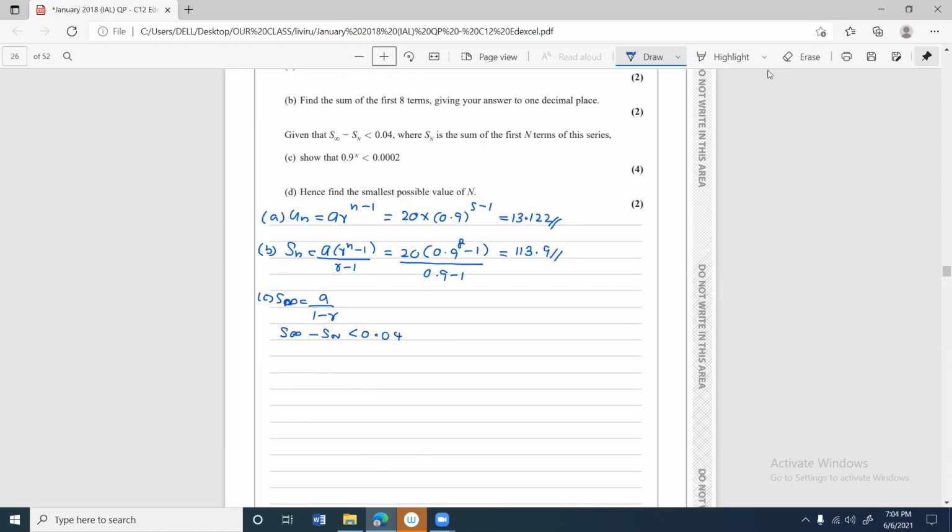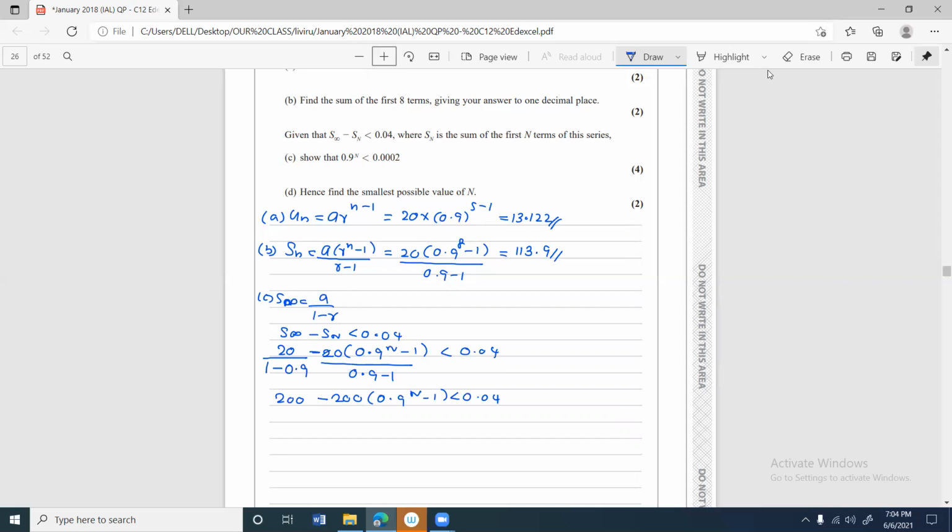Over here, S infinity, A is 20 divided by 1 minus R, 1 minus 0.9, minus Sn. Sn is A times R to the power n minus 1, so 0.9 to the power n minus 1, divided by R minus 1, is less than 0.04. We need to find the value for n. Then 20 divided by 0.1 turns up to 200, minus 200 times 0.9 to the power n minus 1 is less than 0.04.